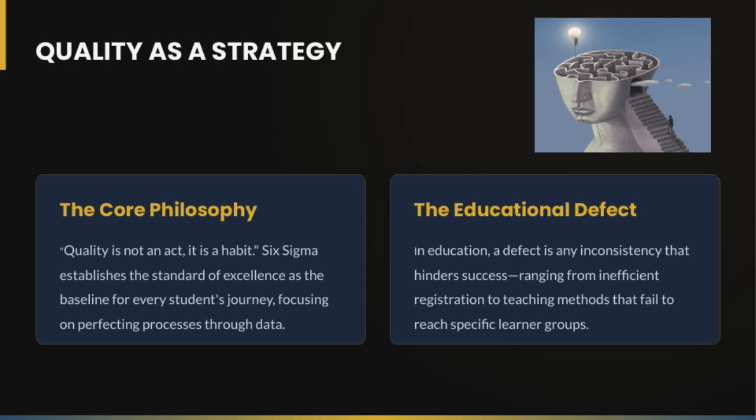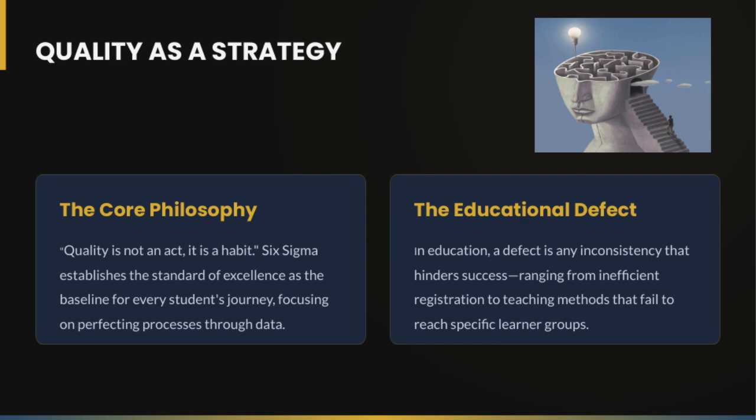When we talk about quality in education, we're referring to any inconsistency that can get in the way of success. This could be something as simple as a confusing registration process, or more complex issues like teaching methods that don't effectively reach certain groups of learners. These are what we call defects, and addressing them is crucial for improvement. Now, the educational defect is essentially any flaw that prevents us from delivering the best possible learning experience.